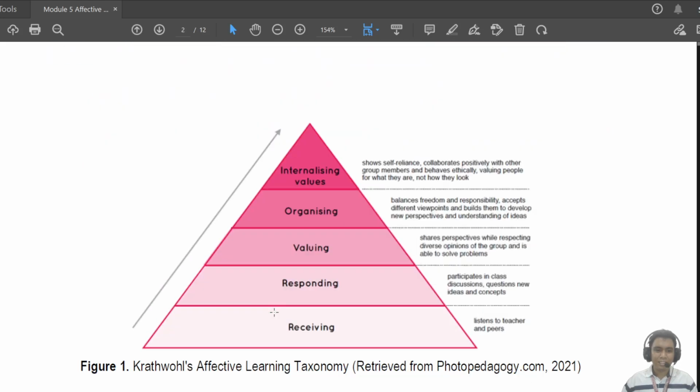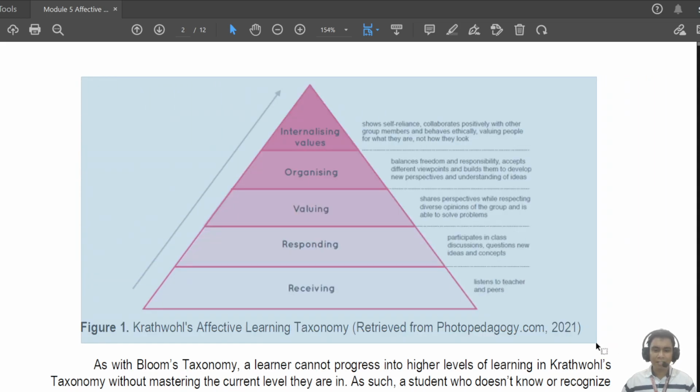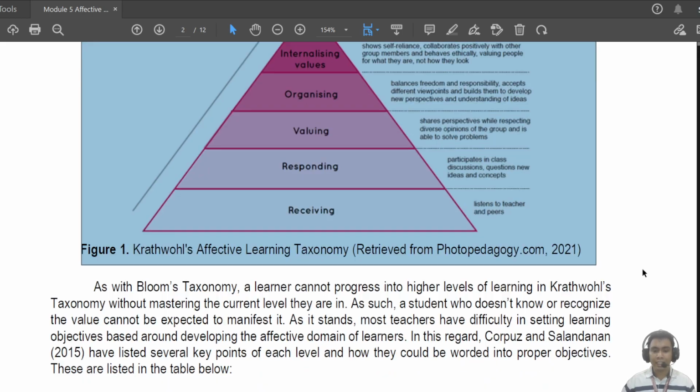So, what you see here in this particularly highlighted figure is Krathwohl's affective learning taxonomy. Just like Bloom's revised taxonomy, you start from the bottom going up. The first level you see here is receiving. After receiving, you go to responding, then valuing, organizing, and then internalizing values. This is also known as characterizing.